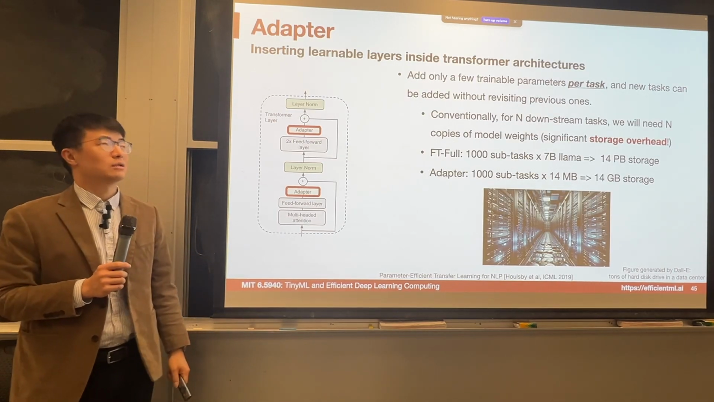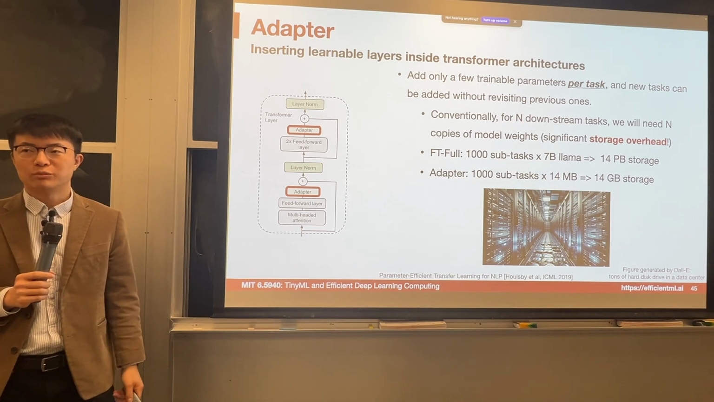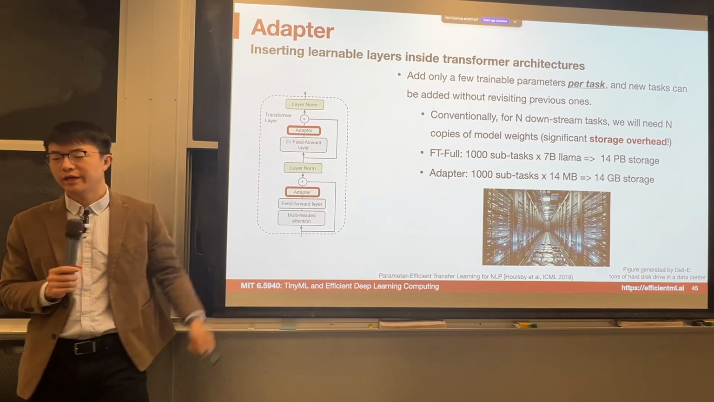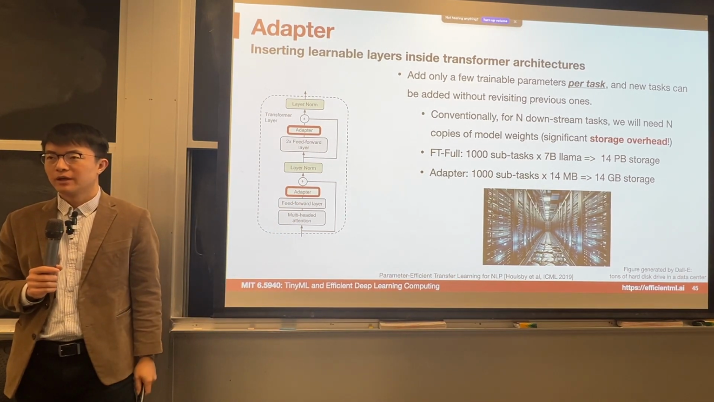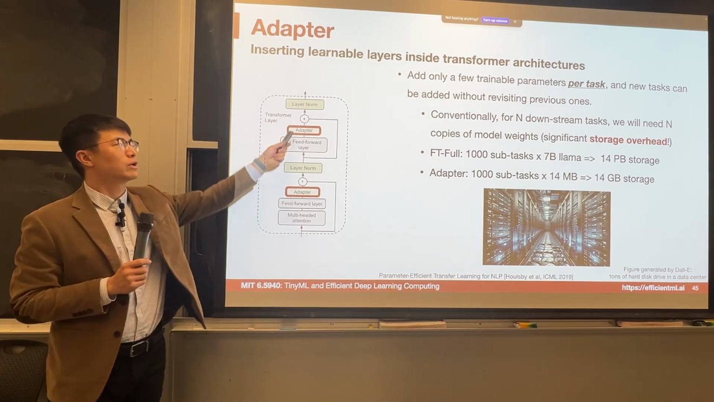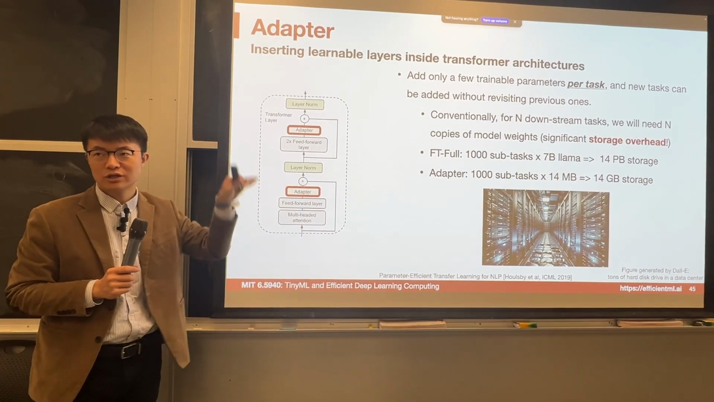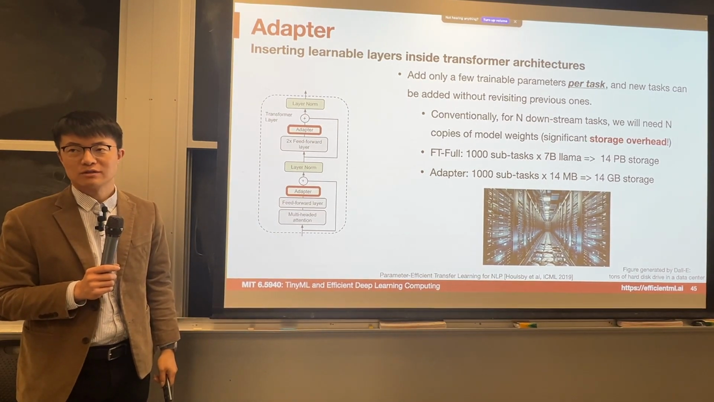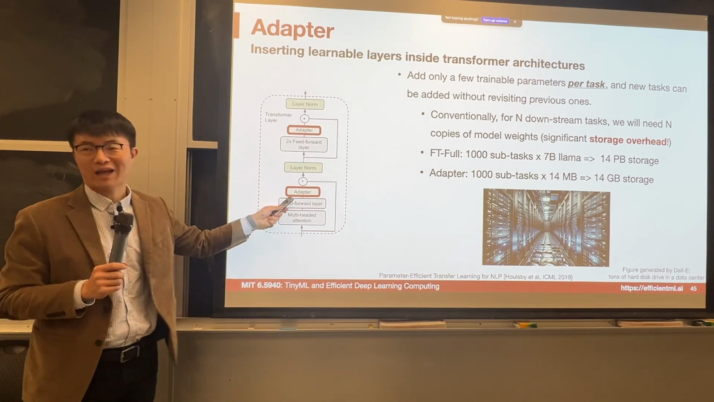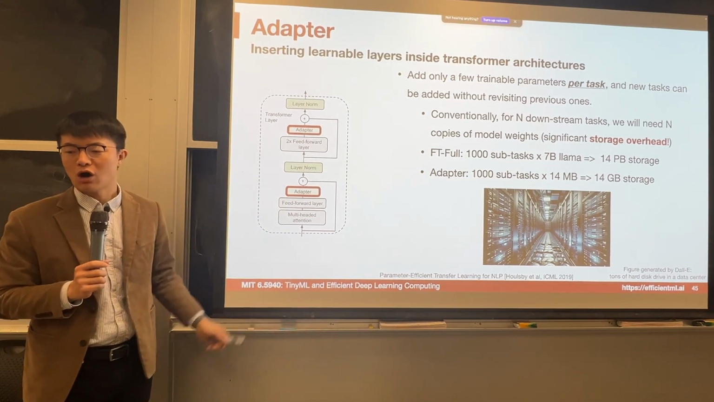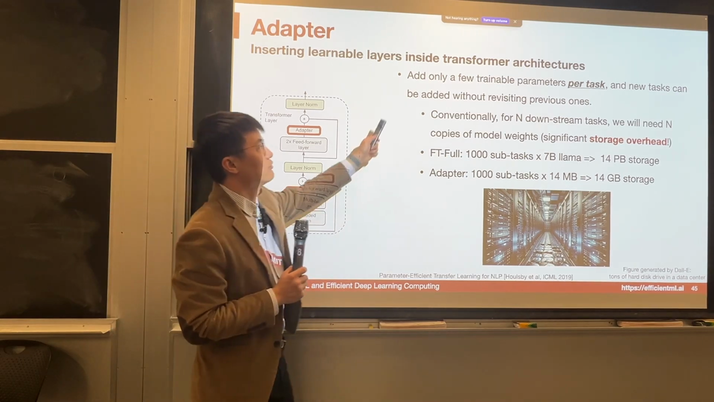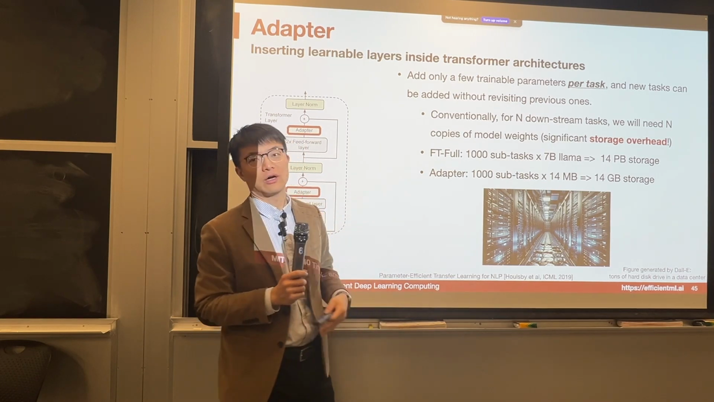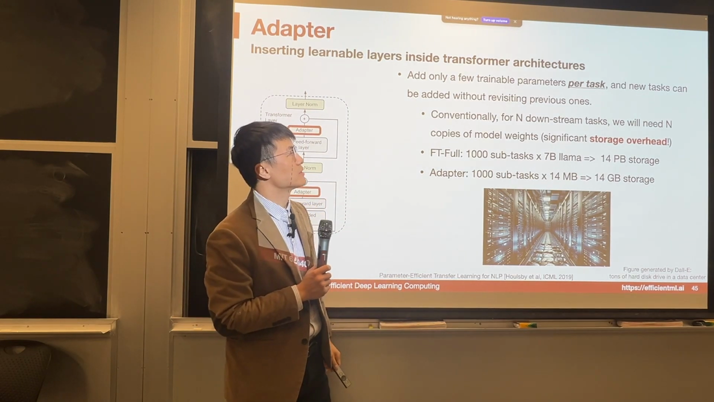Another technique is called adapter. Another method for parameter efficient fine-tuning. So we can inject a few layers. We can initialize them with identity matrix and then only fine-tune these adapters. Like insert adapters to only fine-tune the adapter for different tasks. So when you have 2 tasks, you can just have 2 adapters rather than 2 full copies of the model. So only a few trainable parameters per task. A new task can be added without revisiting previous ones.